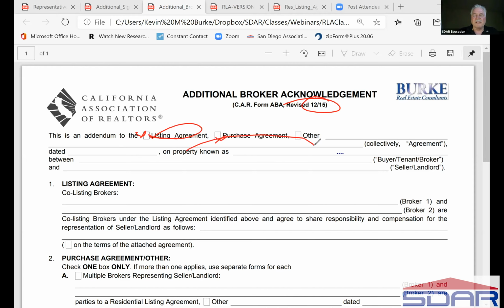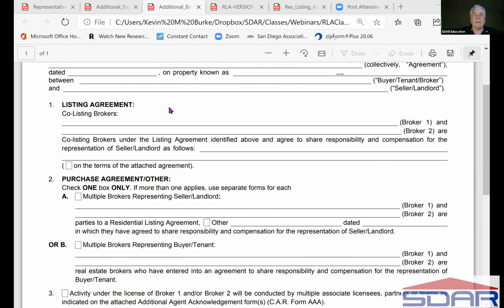Okay. So again, here's my recitals. Here's all the parties, all that kind of stuff. Let's go ahead and scroll down. So we're going to take a look at the listing agreement. And so what does that say? Co-listing brokers. So again, broker number one, Torrey Pacific, whatever. Broker number two, Burke, whatever. Co-listing brokers under the listing agreement identified above and agree to share responsibility, liability, and compensation for the representation of seller landlord as follows. So here's what our deal is going to look like. We have to tell the seller what that deal is going to look like, and that's part of where we start getting into trouble. So that's what that does. Or it's on the terms of the attached agreement. Okay, you can do that too.